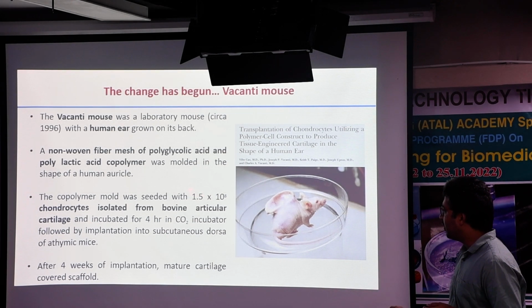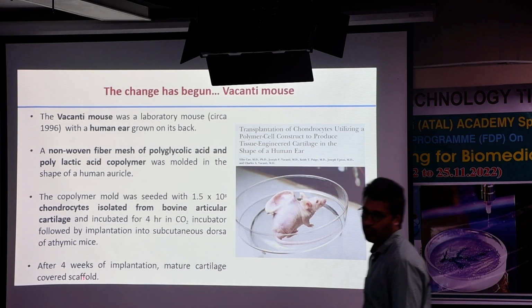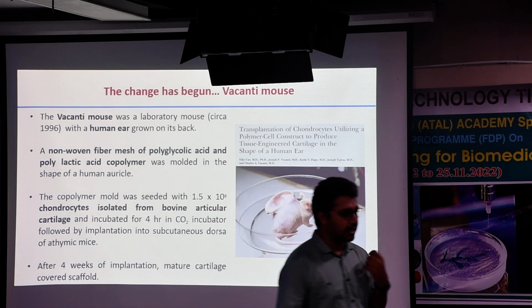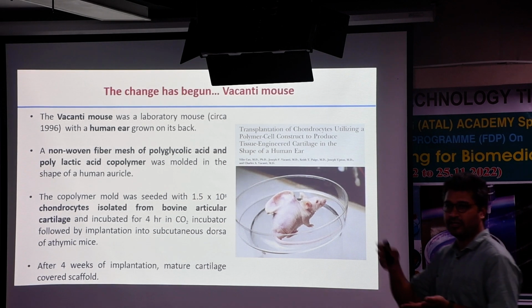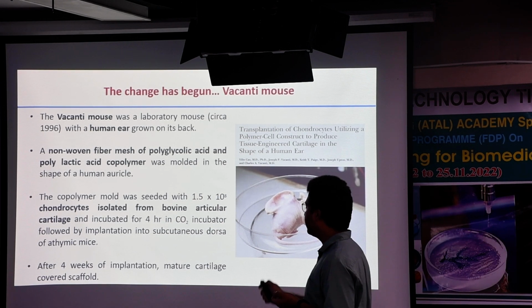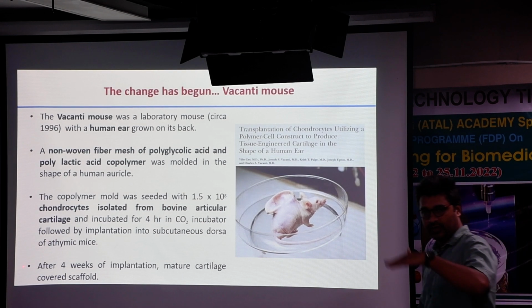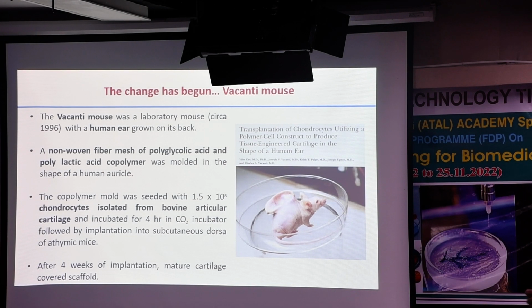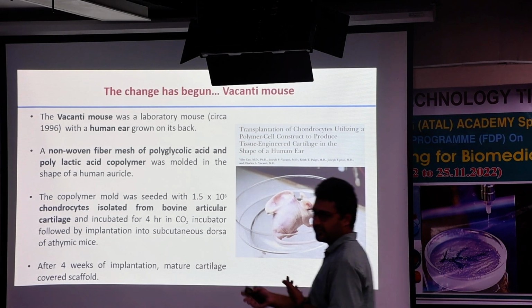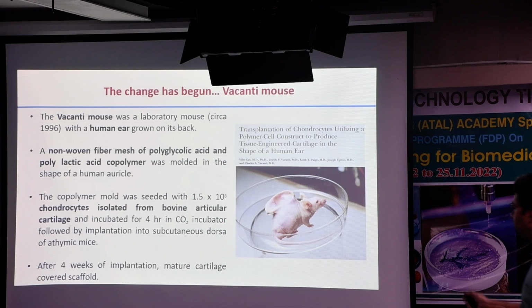So he collected 1.5 × 10^8 cartilage cells from the knee of a cow. After collecting these cells, he seeded them on top of the scaffold which he had fabricated. Upon seeding, he allowed the cells to adhere onto the scaffold for a duration of 4 hours or so in a CO2 incubator. And then around 12 hours after seeding, he transferred this whole construct inside a nude mouse. What is a nude mouse? Anyone who has an idea what a nude mouse is?